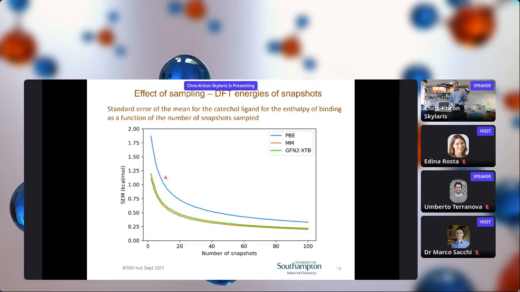So you can see here that PBE, which is a GGA exchange correlation functional in DFT, converges more or less at the same rate as the classical force field and this approach, which is a tight binding approach, though not minimizing the error by the same amount. So what we get from this is that when we calculate the enthalpy of binding, we reach convergence with about 50 snapshots. So 50 snapshots are sufficient.